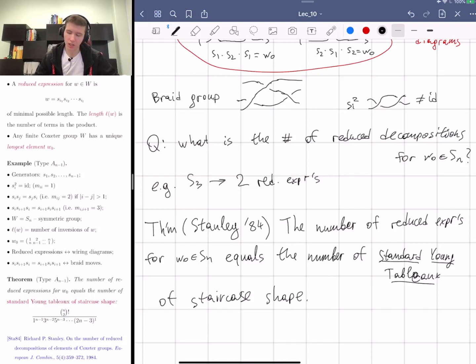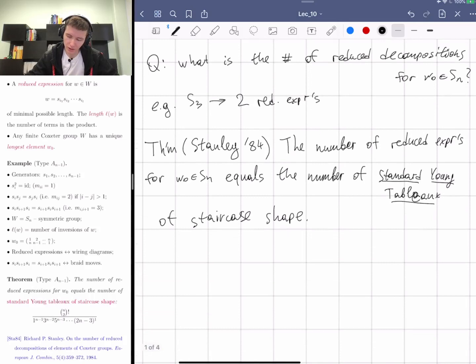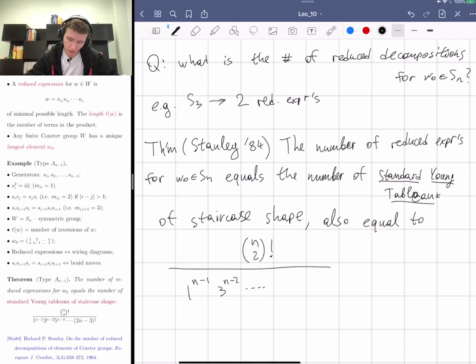I haven't defined these objects in my class yet, but I'm going to define them a bit later. Let me mention that the number of standard Young tableau of staircase shape has a simple formula, also equal to n choose 2 factorial divided by these odd powers: 1 to the n minus 1, 3 to the n minus 2, 5 to the n minus 3, etc., up to 2n minus 3 to the first power.